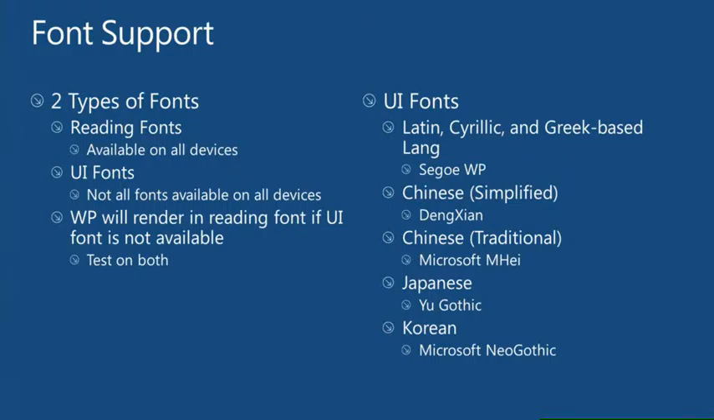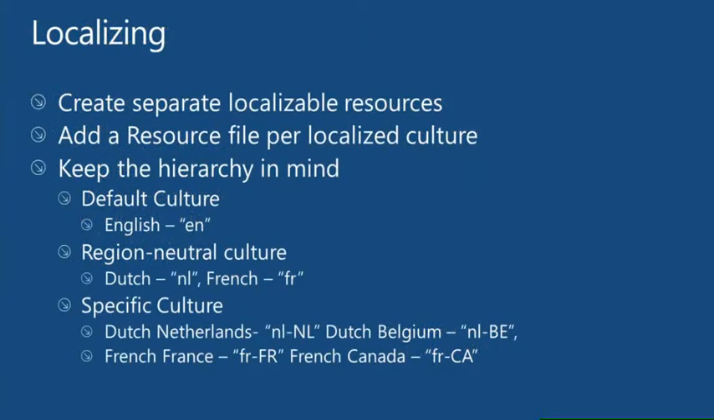So if you're in IE, even if you're in an English or, let's say, a Dutch device, and you go to a Japanese website, you will see the rendering in Japanese. And there you're actually using a reading font, as opposed to having an application that's built for Japanese that would then use the UI font. Does that make sense? Okay, so let's talk about actually localizing an application.